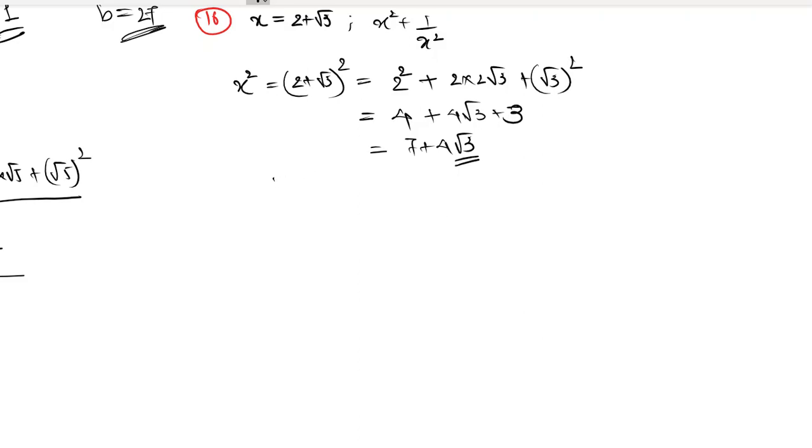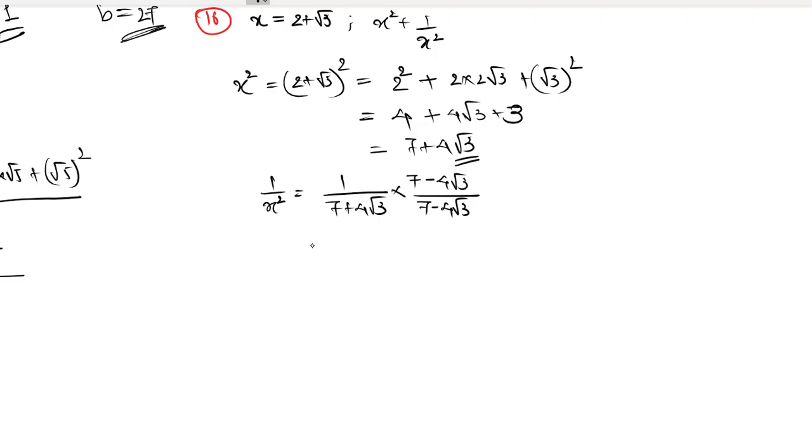What will be 1 by x square? 1 by x square is 1 by 7 plus 4 root 3. We will multiply it with 7 minus 4 root 3 upon 7 minus 4 root 3, to rationalize it, of course. Otherwise, how can we add them simply?